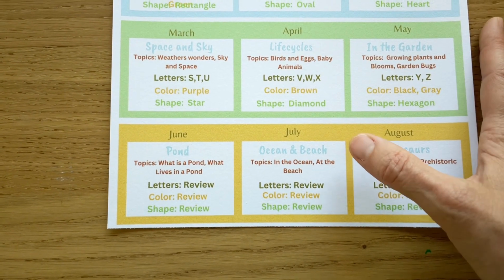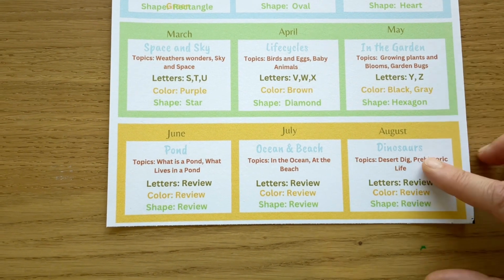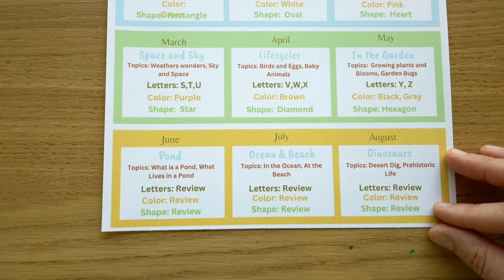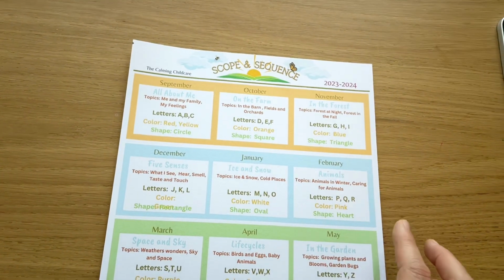June we have Pond, July we'll do Ocean and Beach, and then August we're going to do Dinosaurs. So that will be a lot of fun, and we'll have a lot of time to cover all of those and have tons of fun stuff going on in the summer months.